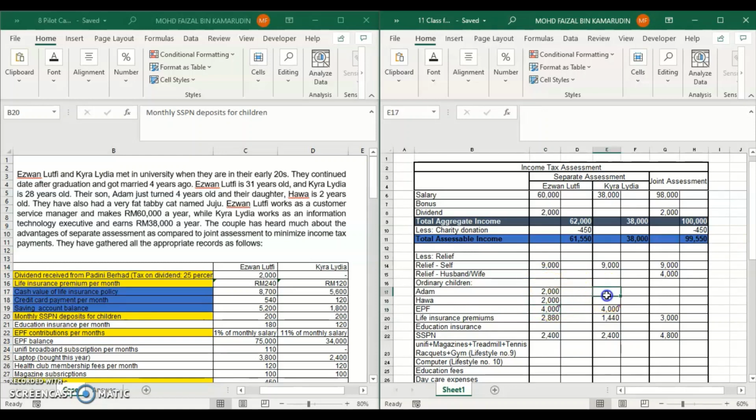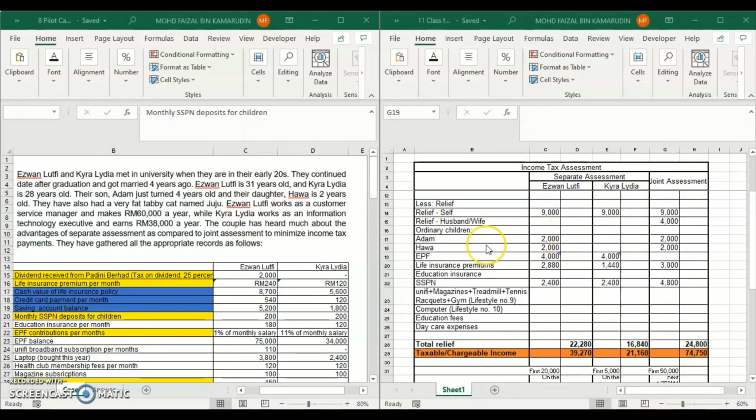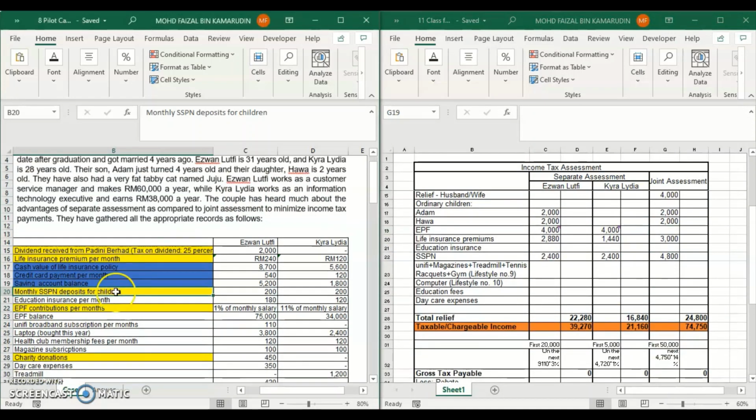Okay, so it means here 0 for Kyra, and then this one will be the same. 2000 and 2000 for joint assessment. So I hope you still can follow up until this point. Okay, so let's continue. We have settled with children just now. So what is next?